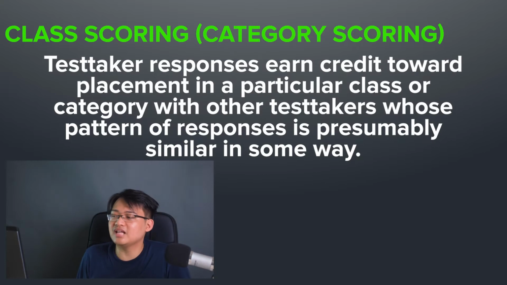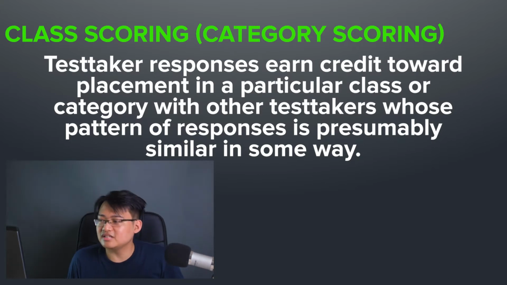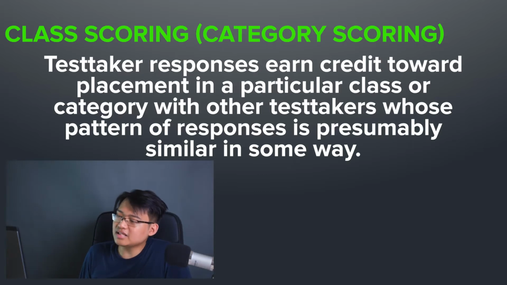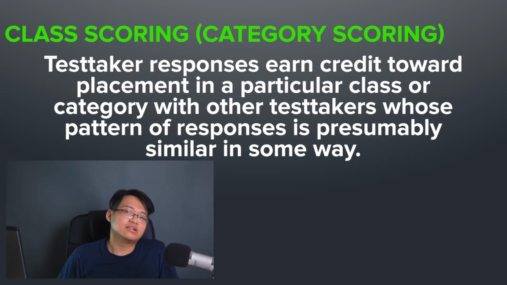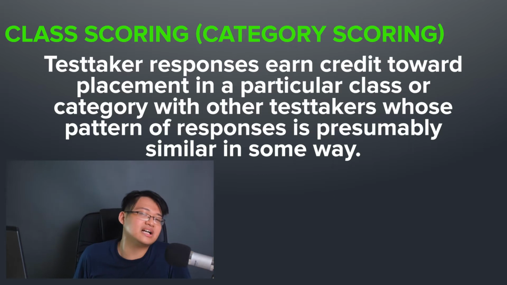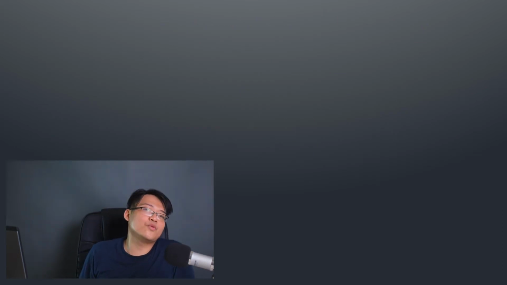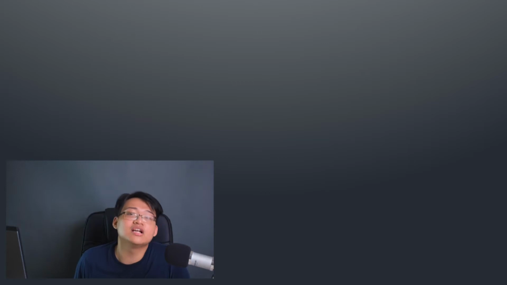Class scoring is that test takers' responses earn credit toward placement in a particular class or category, with other test takers whose pattern of response is presumably similar in some way. So let's say with depression, we use class scoring. For instance, nag-take ka ng depression scale. And so, depending on the symptoms and your score in that particular test, maybe maka-classify ka as mild depression or severe depression. So, depende sa score mo, naka-classify ka depending on your level, no?